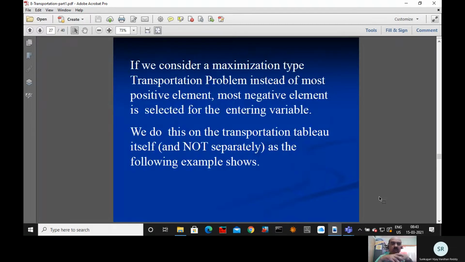In case we consider a maximum type transportation problem, instead of most positive, we select the most negative. Generally our transportation problem is minimization type. In case we are considering maximization type, we have to consider the most negative element instead of the most positive element. We do this on the transportation table itself, so no separate calculation is required. Now we'll come to the example.